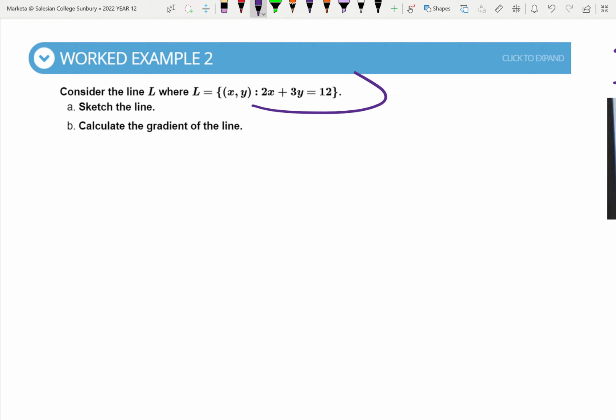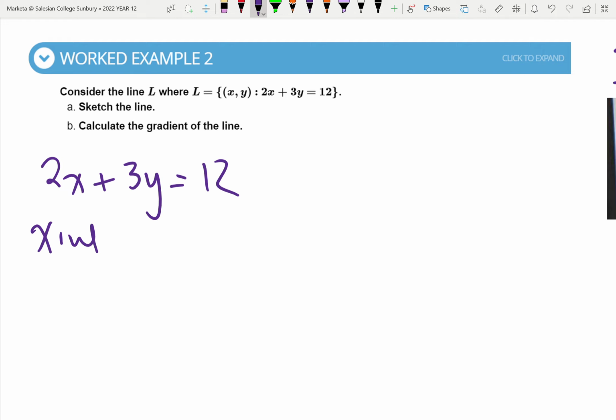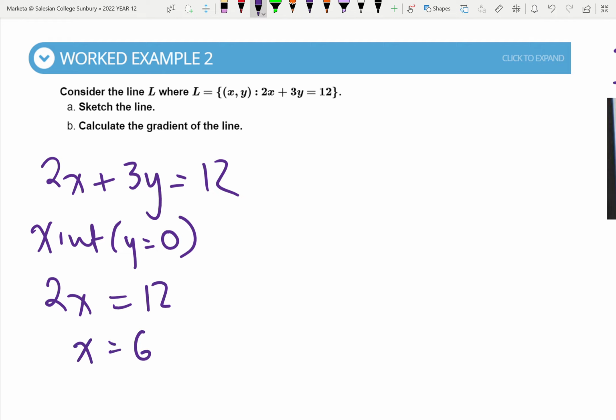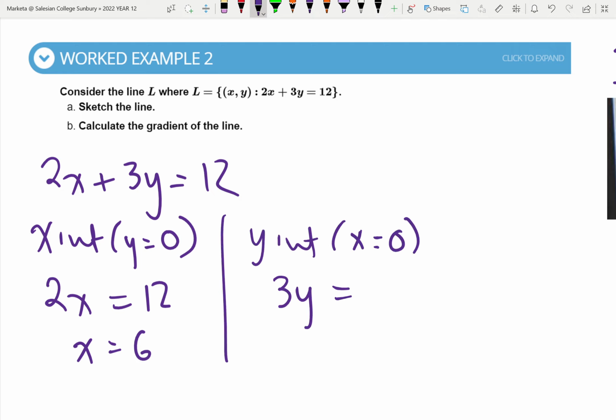So here is a line, and they're asking us to sketch it, and they're asking us to calculate the gradient. There's a number of ways you could do it. For sketching by hand, you would definitely use the y and x intercepts because it's not in y = mx + c form. So 2x + 3y = 12. For the x-intercept, y = 0, so I'm just going to get 2x = 12, x = 6. For the y-intercept, x = 0, that's just going to give me 3y = 12.